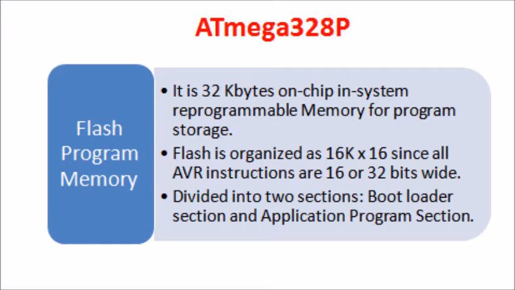Next thing is how it is organized. Actually, AVR instructions are 16 or 32 bits wide. So that's why it is organized in such a way that it can accommodate these instructions in it. So that's why AVR microcontroller's flash program memory is organized in 16K cross 16 format. Another important point about the flash program memory is the software security. This flash program memory space is divided into two sections: bootloader section and application program section in Atmega 328.